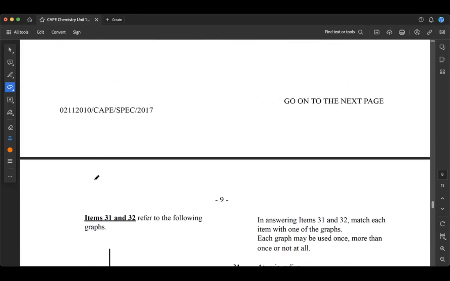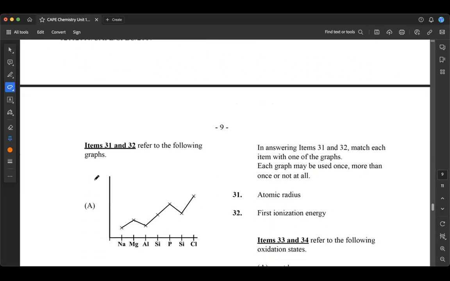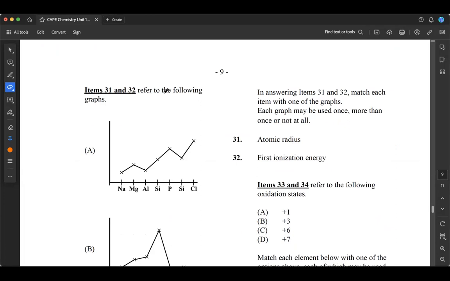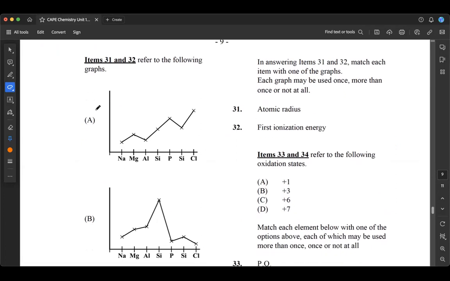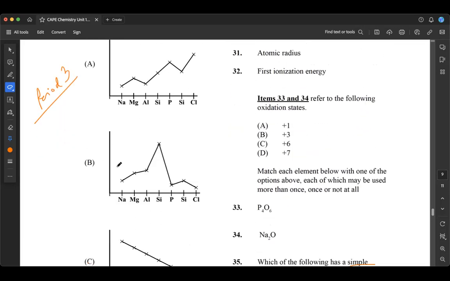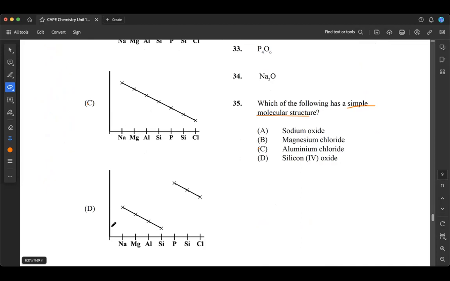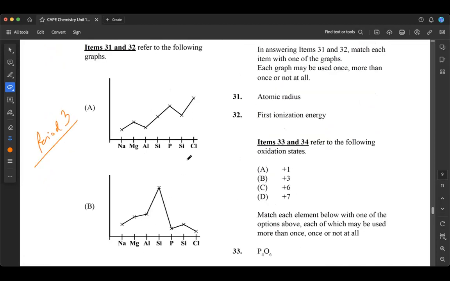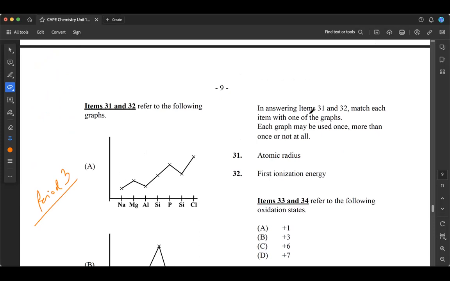All right, so moving along to 31 now. Items 31 and 32 refer to the following graphs. So we look at A, and we see that we have period 3 elements, so this is about period 3. They're showing A, B, C, and D. And for the actual question, they say, answering items 31 and 32, match each item with one of the graphs. Each graph may be used once, more than once, or not at all.